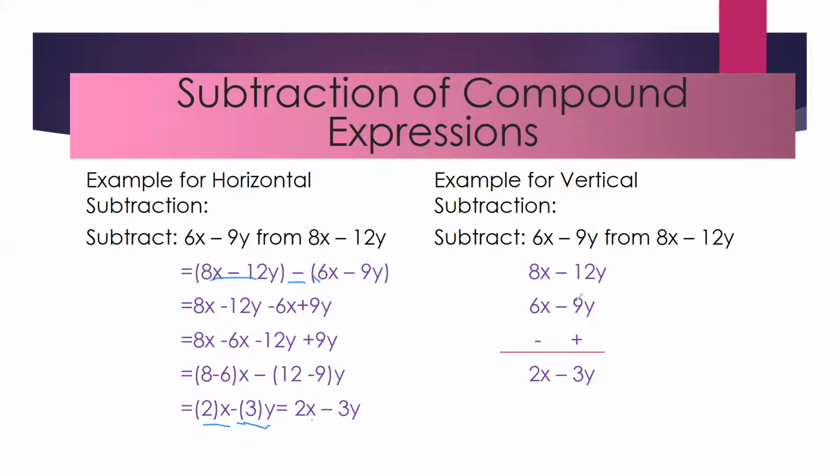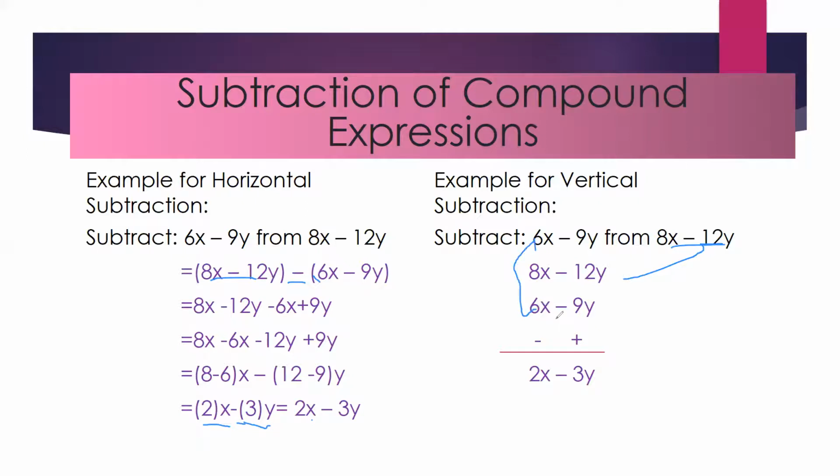In the same way, you can do the vertical subtraction also. First, you have to write 8x minus 12y. Then you have to write down the second term, that is 6x minus 9y. 6x minus 9y is the second term.